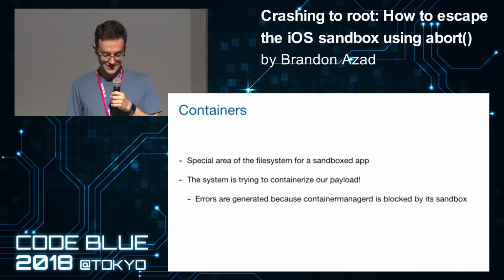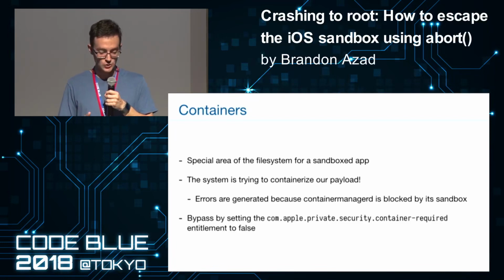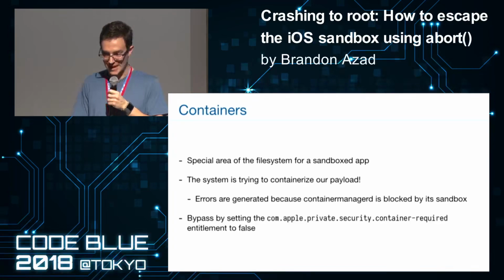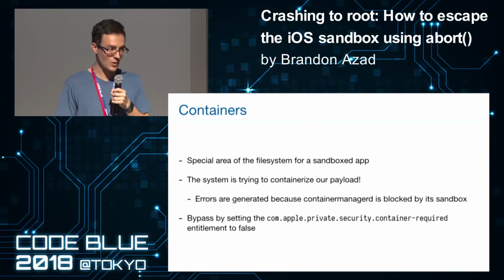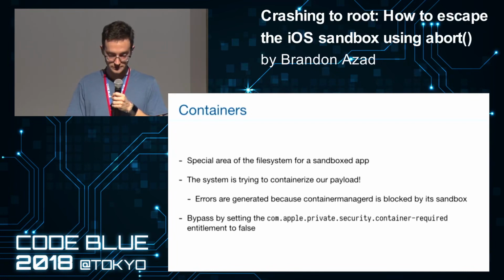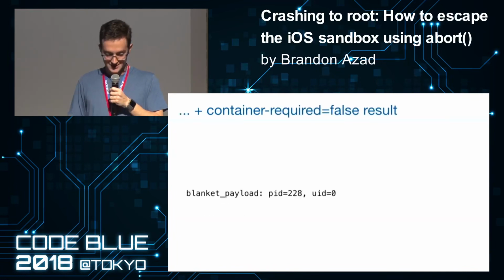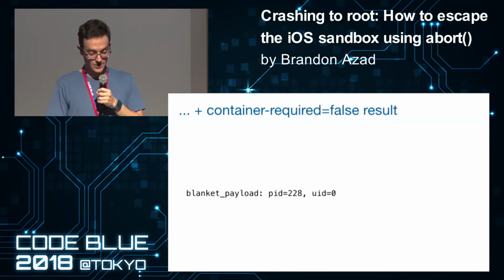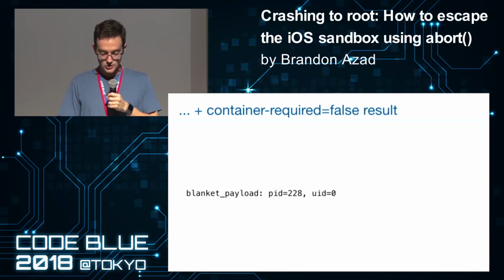All the errors that we're seeing are because containermanagerd is being blocked by the sandbox when it tries to create a container for a root process. To make a long story short, all we need to do to avoid being placed in a container is add another entitlement, com.apple.private.security.container-required, set to the value false. And once we do that, success. Our payload runs and we can finally see its output. So we finally have native code execution with arbitrary entitlements and full privileges.